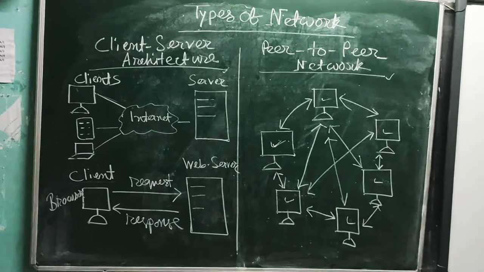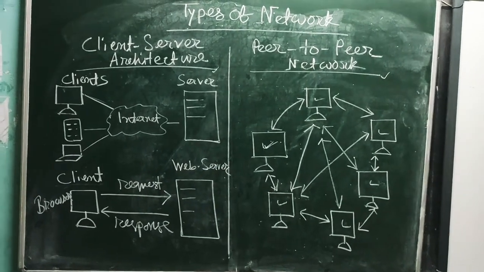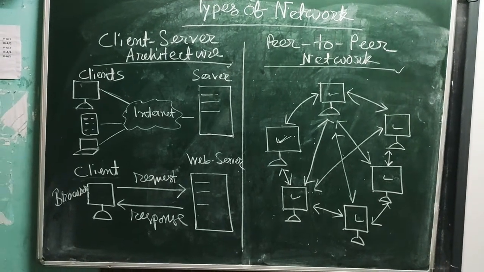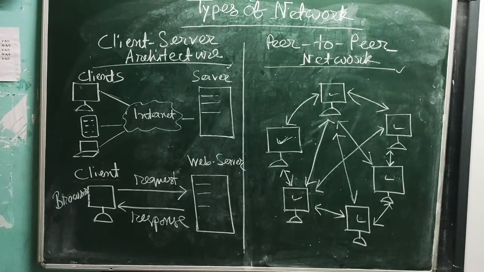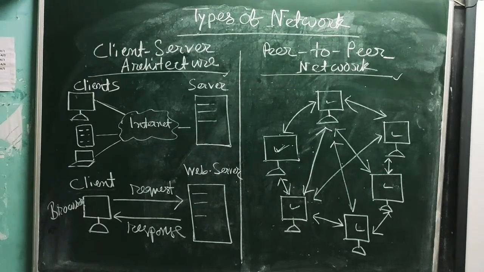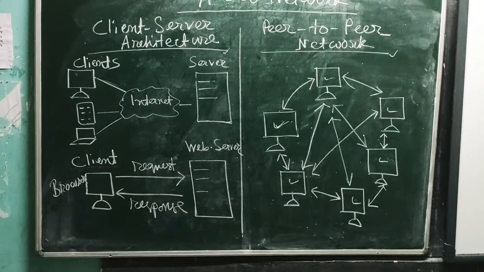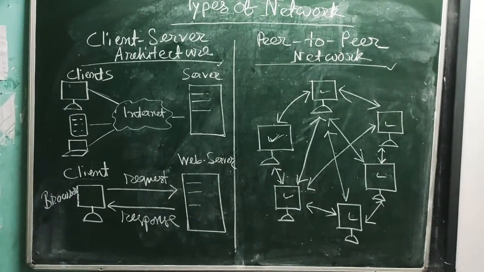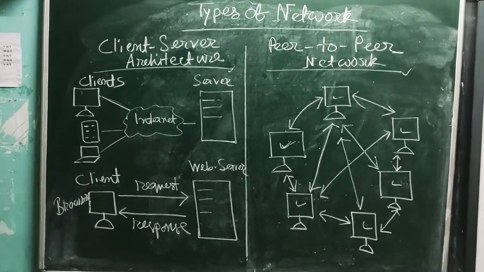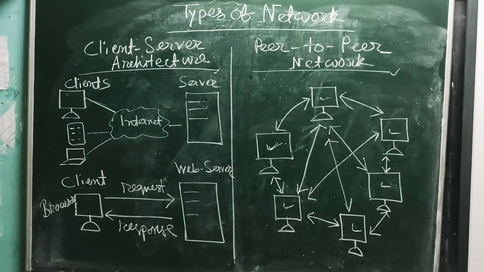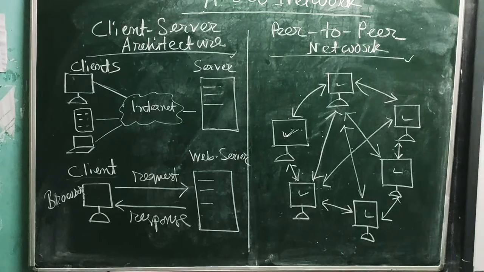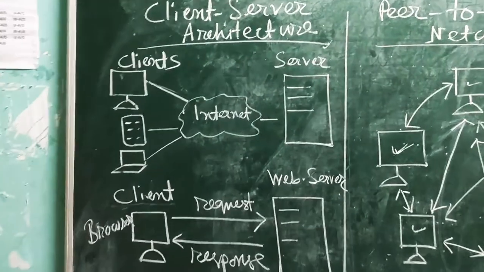So first let me tell you one thing, computer networks can be classified on the basis of geographic location as well as components network, that is components of computer network. On the basis of components network, we can classify the computer networks into two types. These are client server architecture and peer to peer network. So first let me explain about client server architecture.